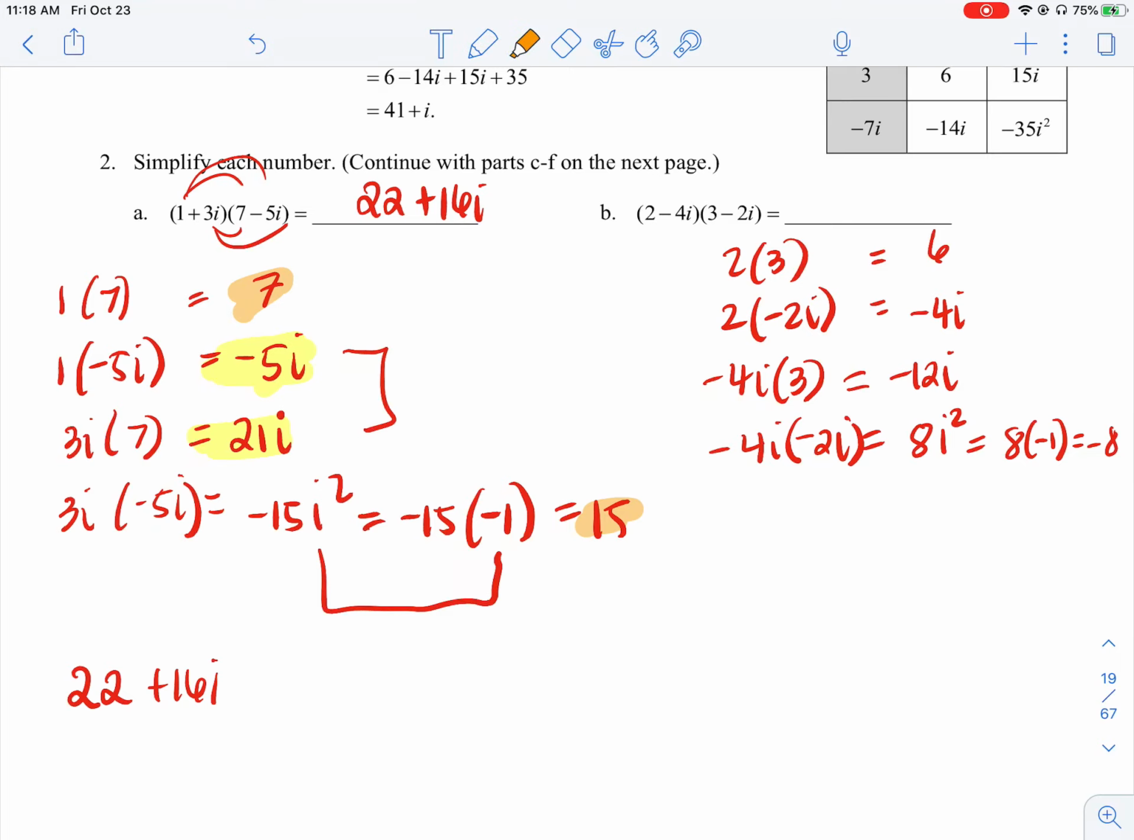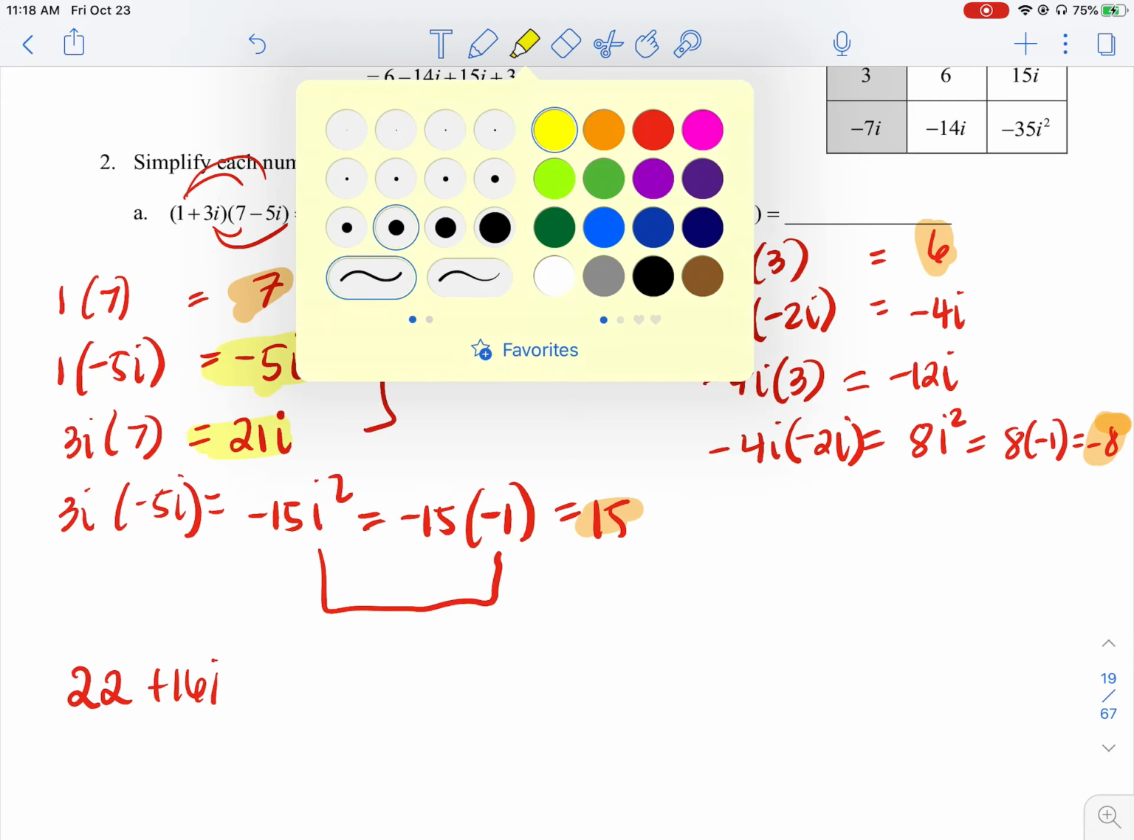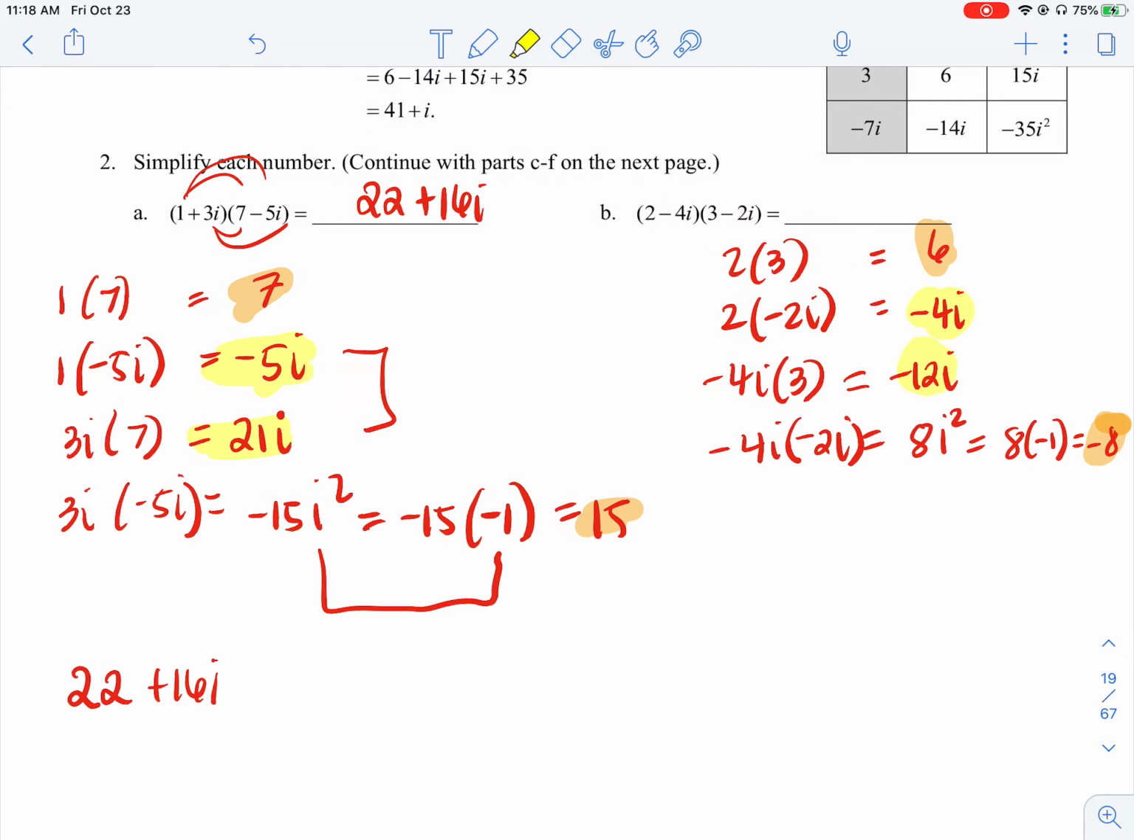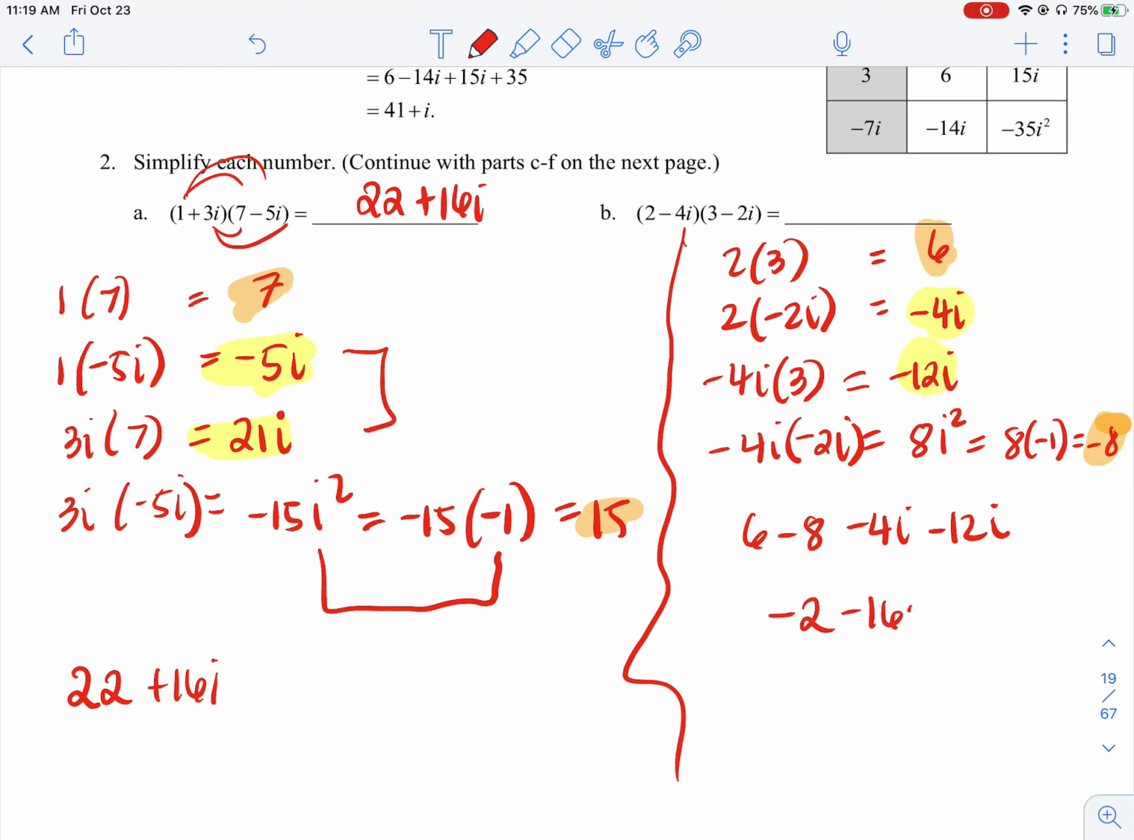Now let's combine like terms. Let's combine the 6 and a negative 8. Combine the two in the middle. So let's combine the real numbers. 6 minus 8. Or you could also write them like this: 6 minus 8 minus 4i minus 12i. So you can just see all of them. So that's a negative 2 and negative 4 and a negative 12. That is a what? Negative 16. So our answer is negative 2 minus 16i. Okay, not that bad, right?